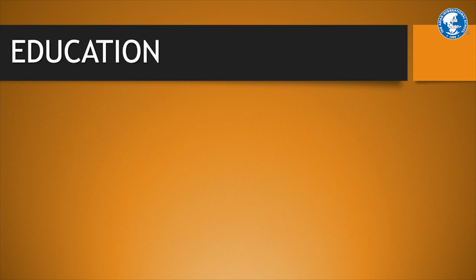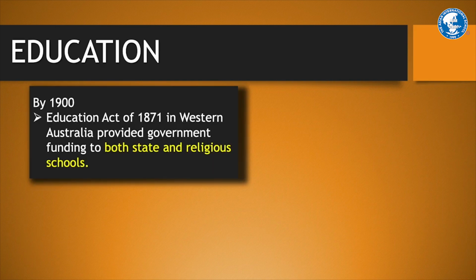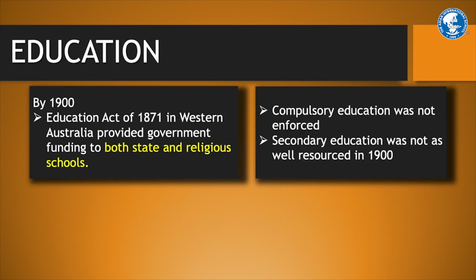Next, by 1900, the Education Act of 1871 in Western Australia provided government funding to both state and religious schools. However, during that time, compulsory education was not yet enforced because there were still many children who were working to help their family. And secondary education was not as well resourced in 1900.